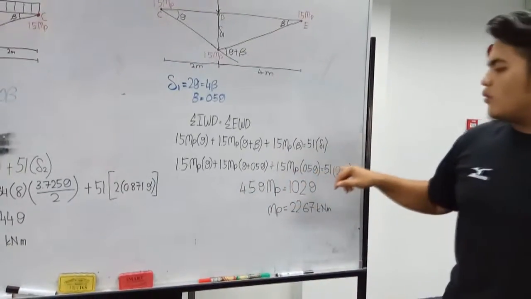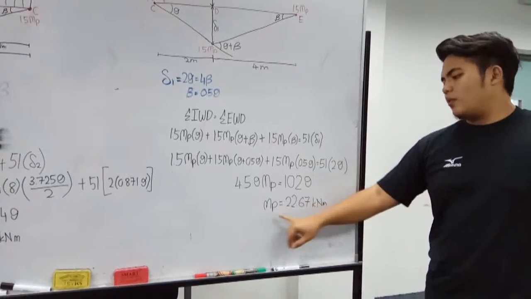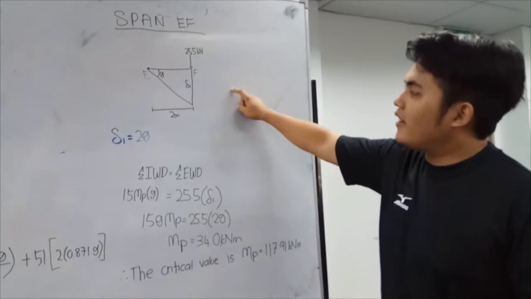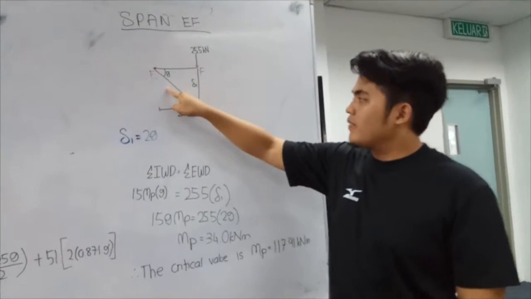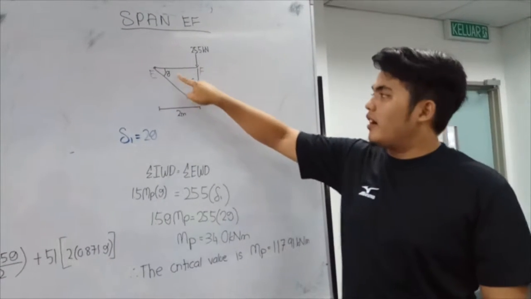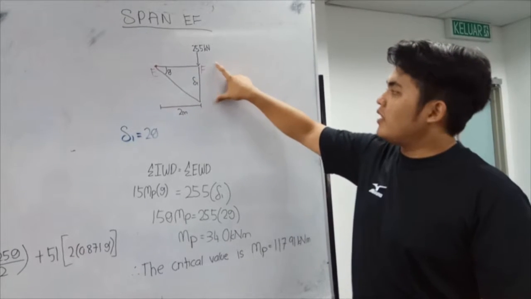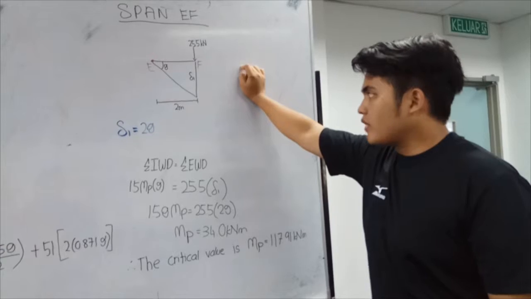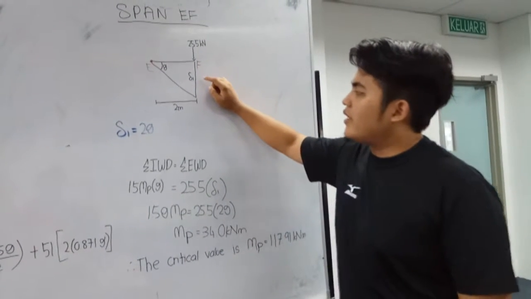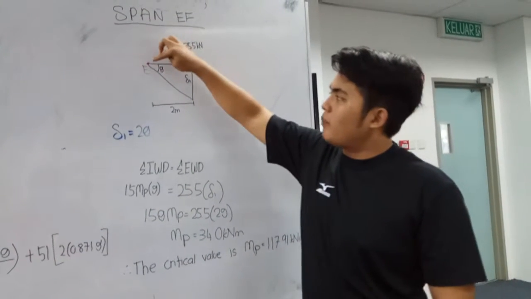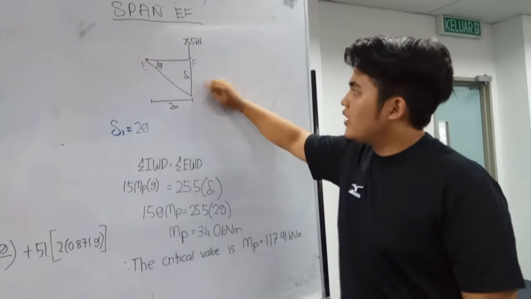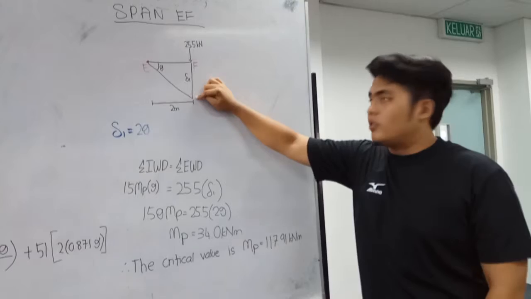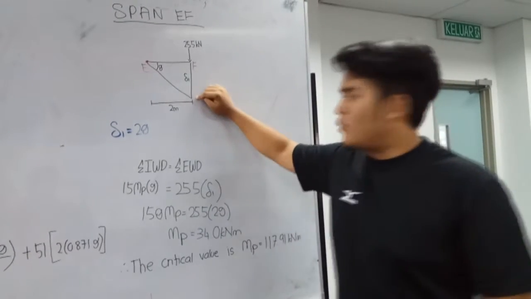We get 4.5 theta moment equal to 102 theta, and the moment is 22.67 kilonewton meter. Span EF, and we can draw the span like this. There's only theta here because there is only one point. So here we can see that the MP only happens here and not here, because this part is an overhang, so there is no point of moment.